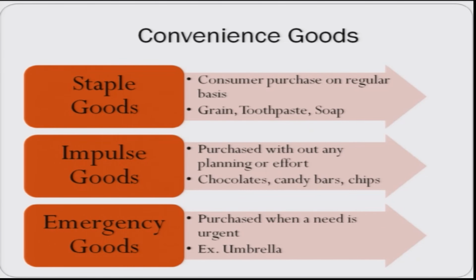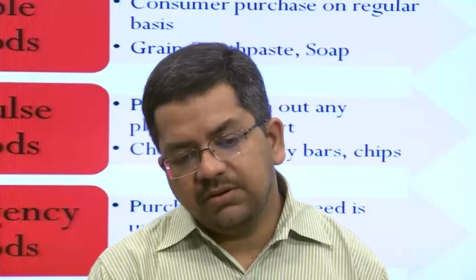Then the second type of convenience good includes the impulse good, where the customer has no preconceived notion that he will purchase the product when he goes to the shop, but when he sees the product, he purchases it without any planning or effort. So, a consumer purchasing chocolates, a candy bar and chips when they go to a shopping place is an example of impulse goods or an impulse purchase.